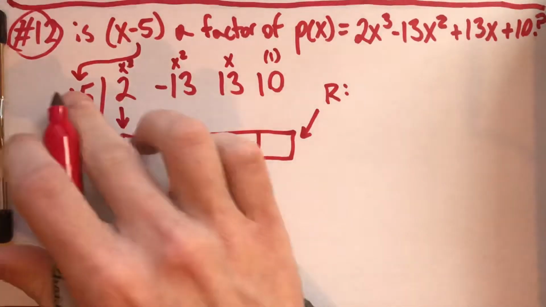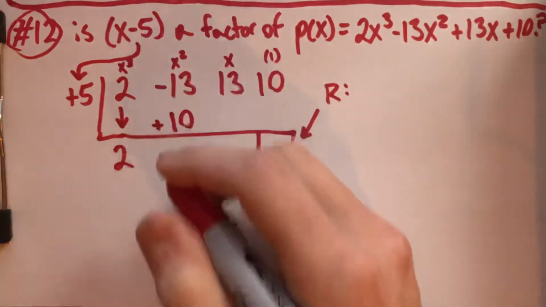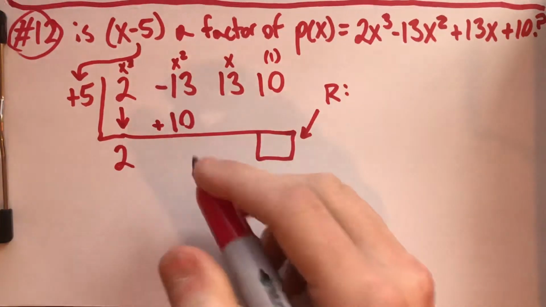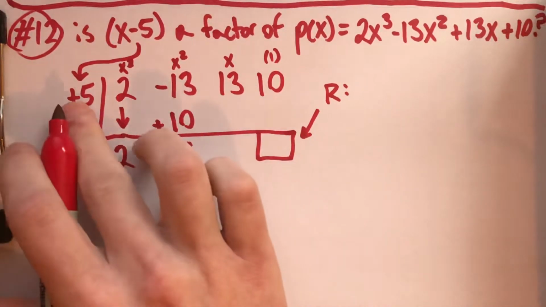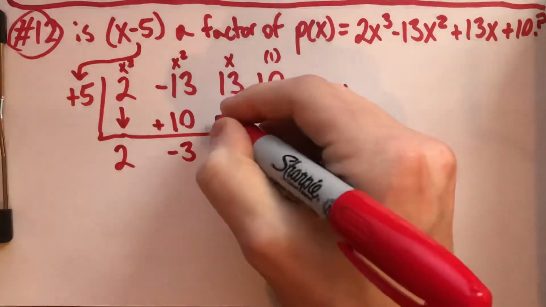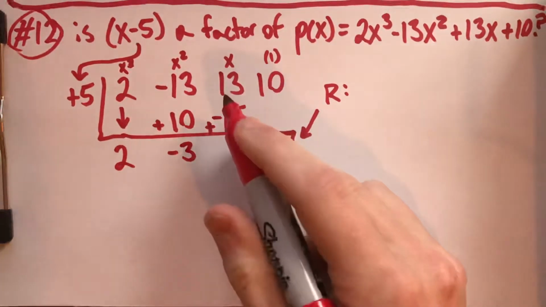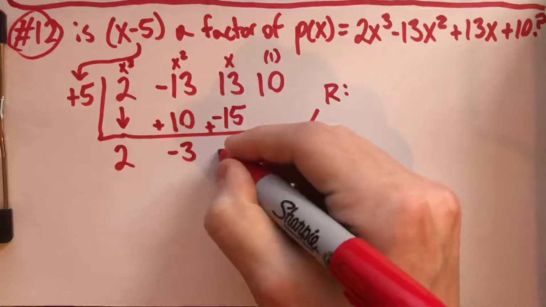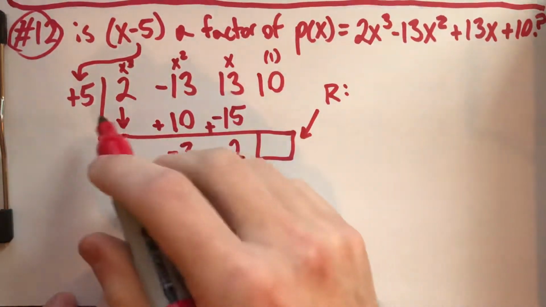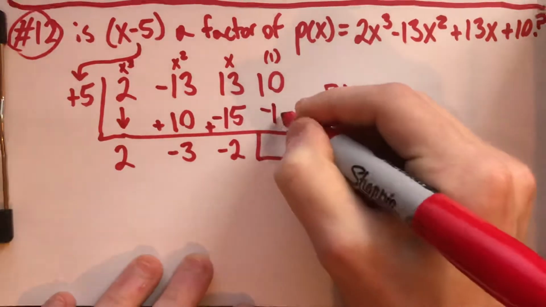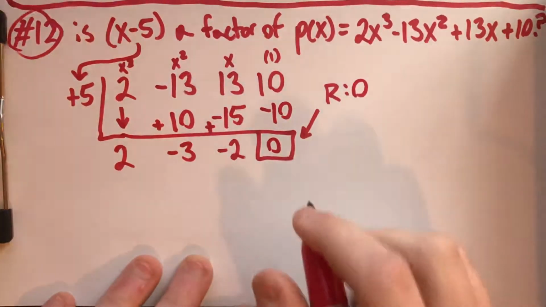Take that 2 times 5. 2 times 5 is 10. Add these two terms straight down, so negative 13 plus 10 is negative 3. Okay, take that negative 3 times 5. Negative 3 times 5 is negative 15. Add these two terms straight down. 13 plus negative 15 is negative 2. And this is convenient because when you take negative 2 times 5, you get negative 10. Add these straight down, and you get a remainder of 0.